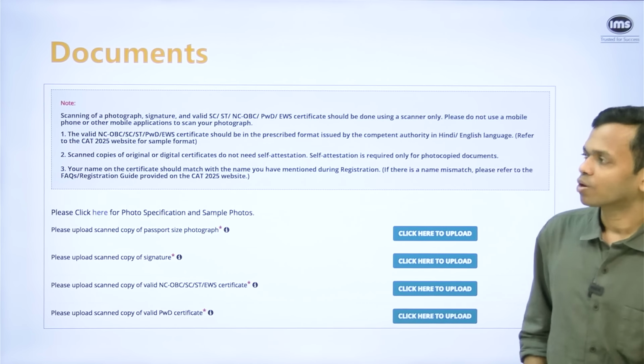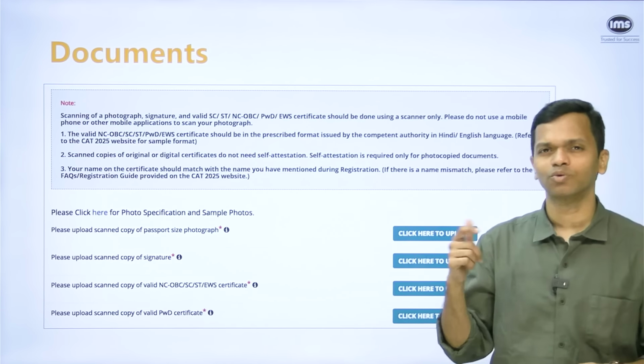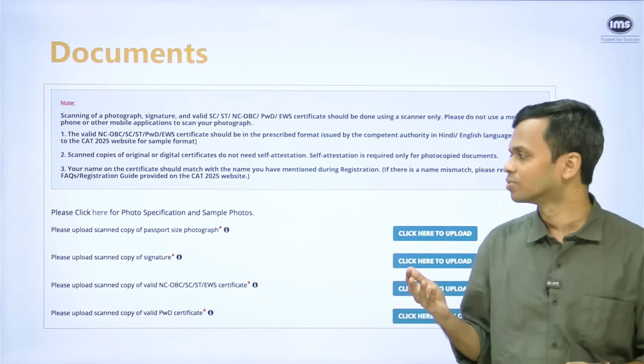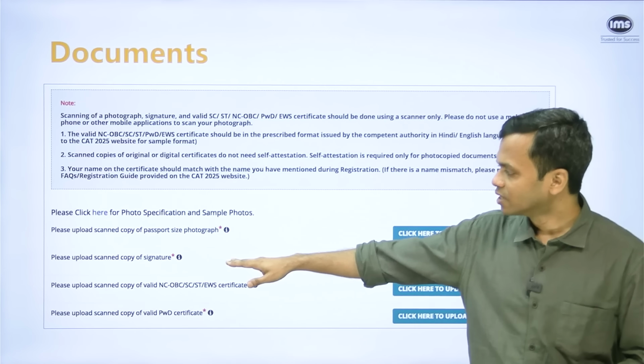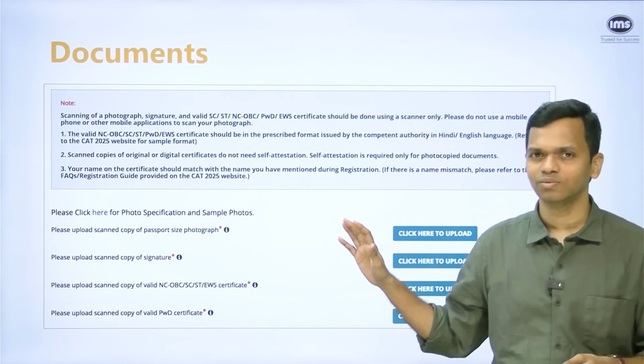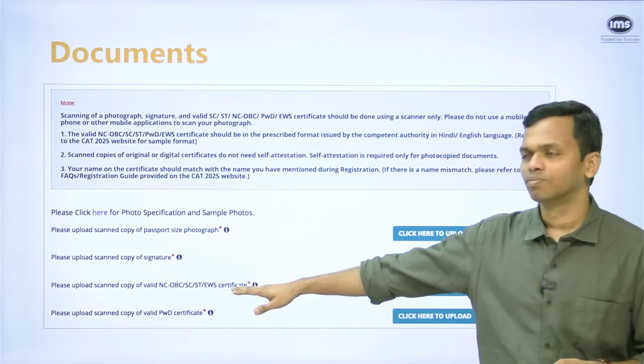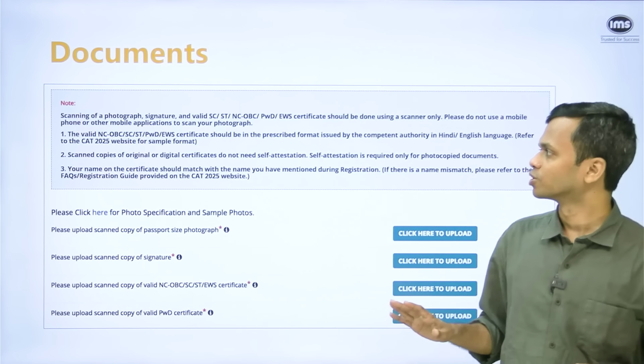Okay, now let's talk about the document section of the CAT form. Here you have to upload firstly your photo and your signature, which is very basic, nothing to be concerned about. The signature and photo have some specifications regarding file size and all of that, which you'll be able to take care of in September. Right now, as I said, the NCOBC, SCST, EWS certificate is the most important thing.